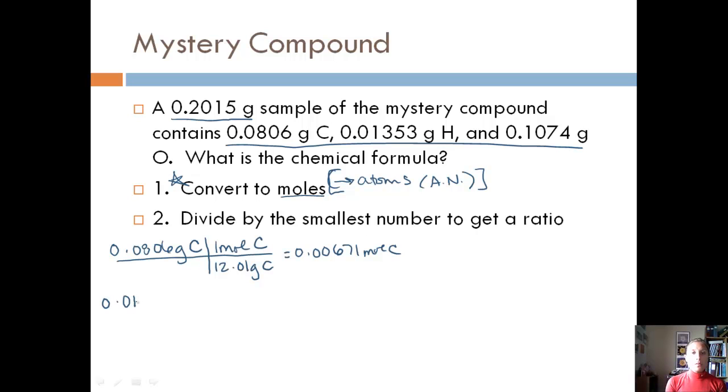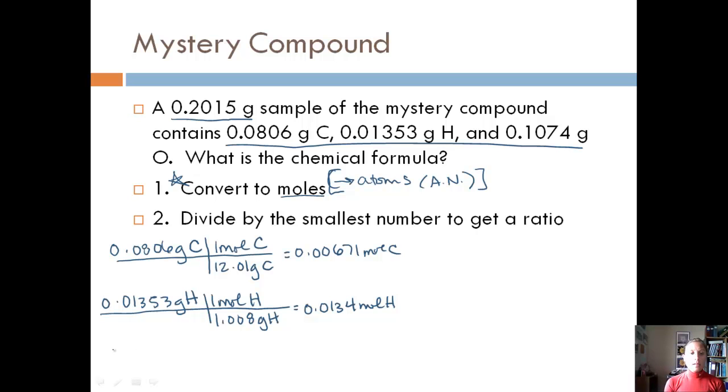So 0.01353 grams of hydrogen. And if we convert that one, we know from the periodic table, for every 1 mole of hydrogen there are 1.008 grams of hydrogen. So again, if I divide that, I get 0.0134 moles of hydrogen.